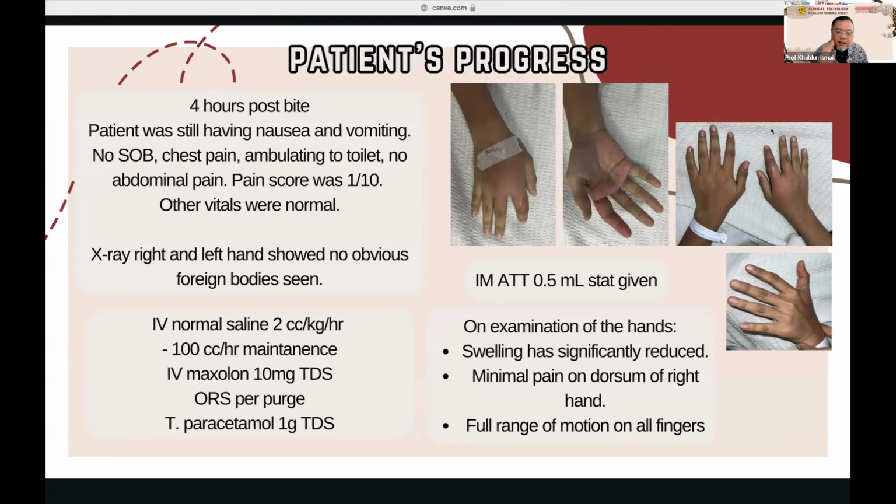Yeah, so you can see it's quite swollen as well. The finger was bitten there, on the proximal phalanx. Yeah, true. JD?